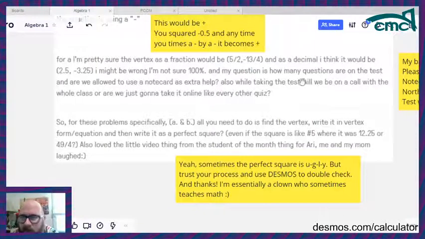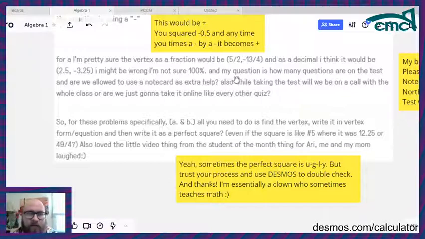And my question is, how many questions are on the test? I probably should have told you that before. And are we allowed a note card as extra help? Well, yes. Also, while taking the test, will we be on a call with the whole class, or will we just take it online like every other quiz?